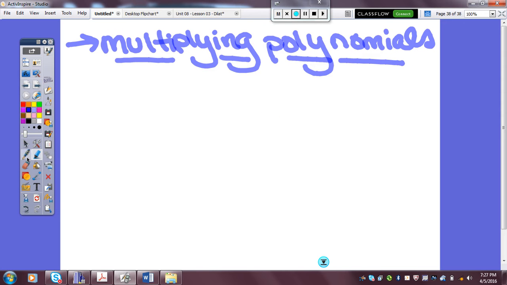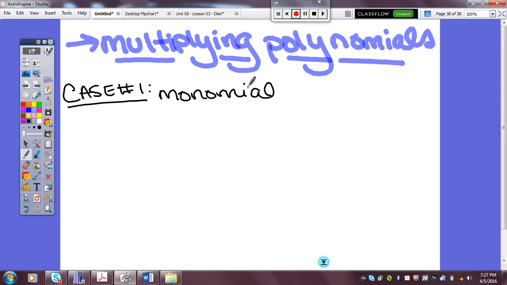So when we multiply polynomials, we have 2 cases. Here's case number 1. Case number 1 is when I have a monomial times a polynomial. So I have 1 term times however many terms: 1 term times 1 term, 1 term times 2 terms, 1 term times 3 terms, 1 term times 7 terms if I want. It doesn't matter, all right? So actually, you've seen and done all of this before, but let's review.